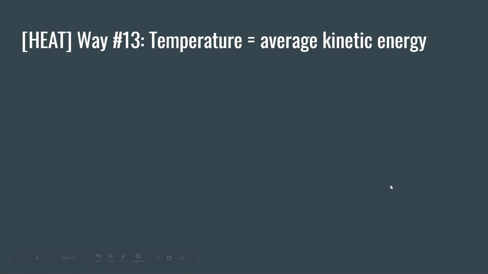Way number 13 has to deal with temperature, and temperature means the average kinetic energy of a substance. Please note that for this definition, temperature does not depend on the mass of the substance. So when evaluating a list of substances and it's asking you which one has the highest average kinetic energy, the only thing you have to look at is the temperature.